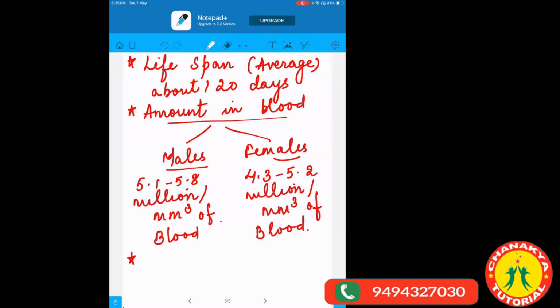Generally, in the males, the amount of blood is a little higher than in the females. Because in the females, what happens? The loss of blood is also there during the menstrual cycle, right? During the time of giving birth to a child, they have loss of blood, or every month they have the menstrual cycle. So during that time also the loss of blood will be there. That's the reason the amount of blood in the females is a little less as compared to the males.